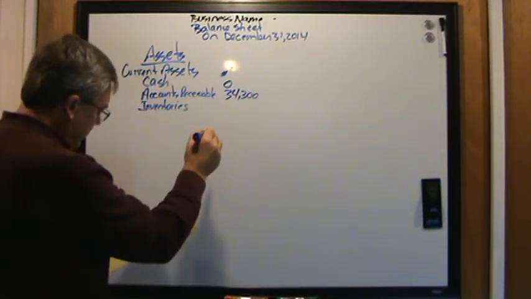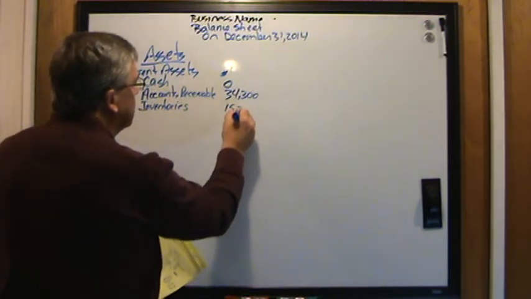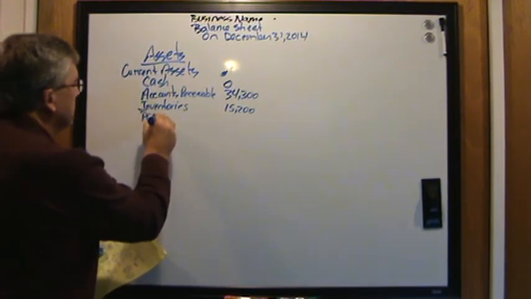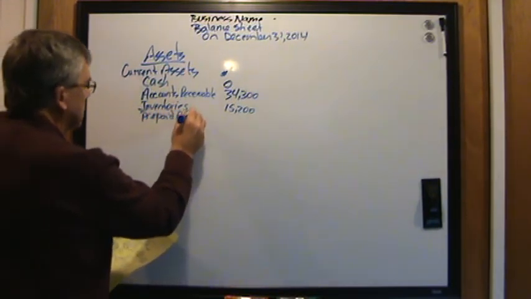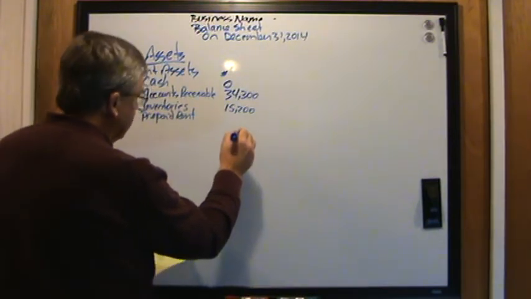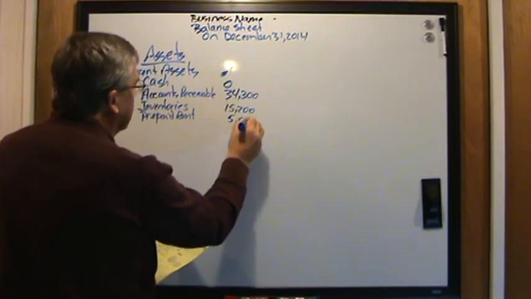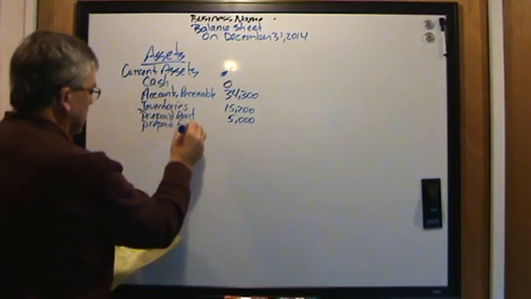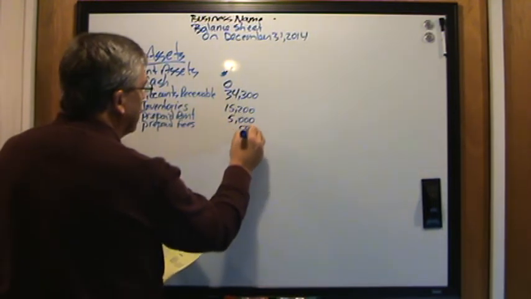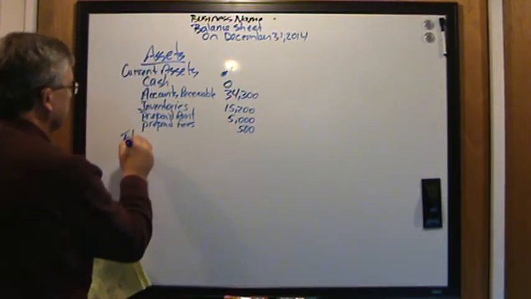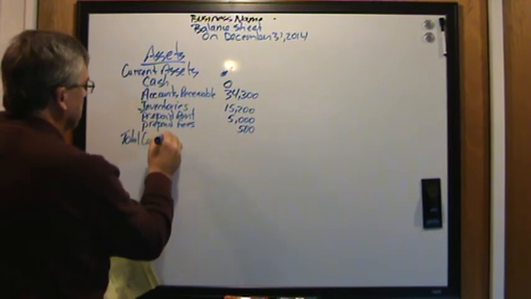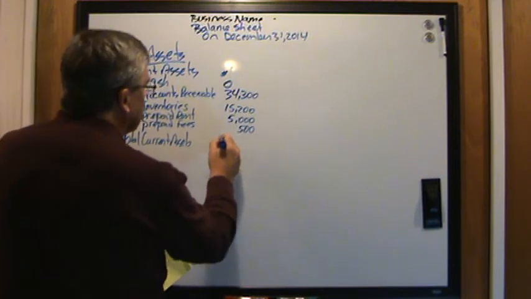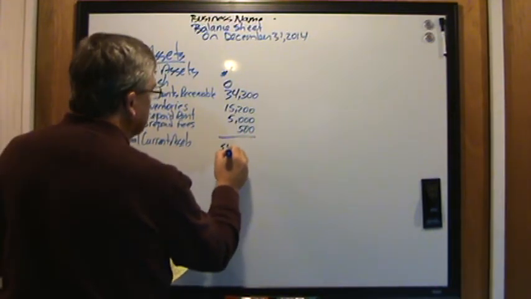And inventories amounted to 15,200. And finally we have prepaid rent of 5,000, and prepaid fees of 500. So total current assets are 55,000.